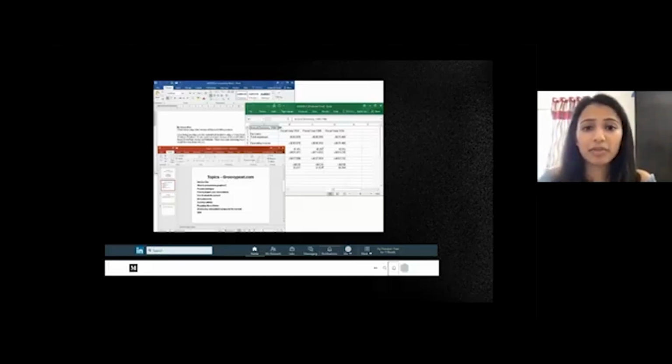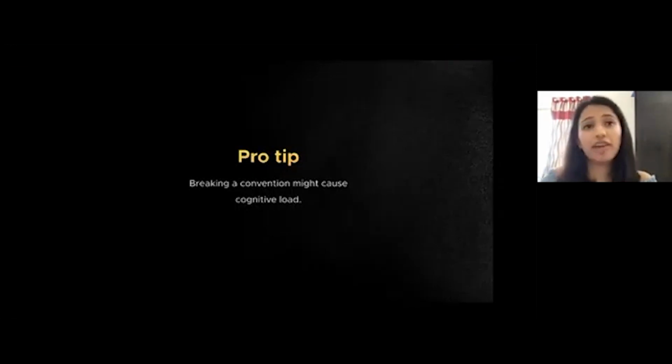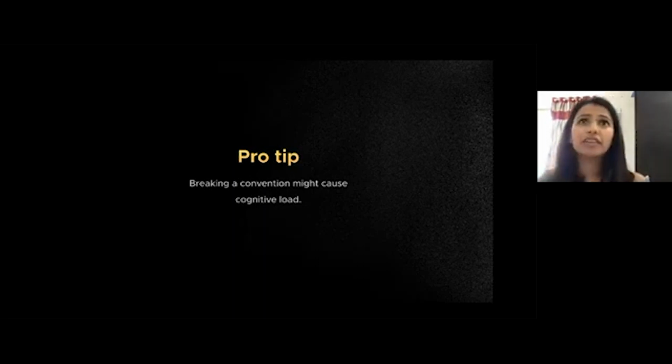Other examples would be usage of cart and wish list in e-commerce websites. Again, like I mentioned, breaking down a convention might actually cause some cognitive load. So we have to be very particular when we're forcing people to learn something new. So try doing that, or adding a little value or a new feature or aspect to it, keeping in mind what users are already using and what they are well versed with.